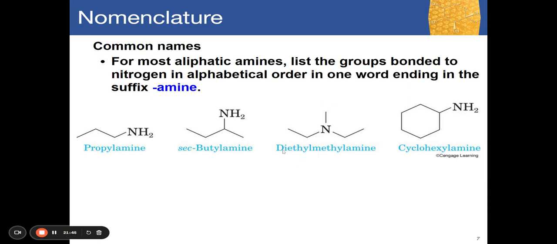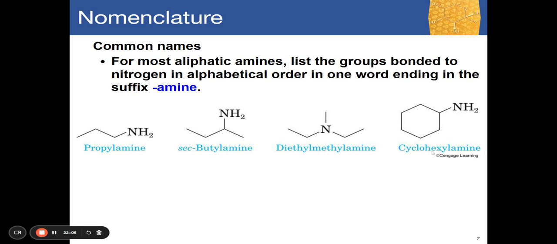So we will not count di, tri, tetra, if you can remember. We do not include those in alphabetical order. Instead, we use the name of the compound. So we use ethyl first and then methyl. For this one, we have two ethyl and one methyl. That means it is diethylmethylamine.